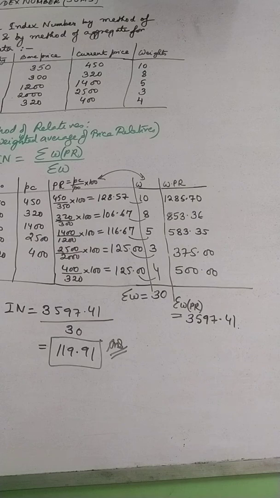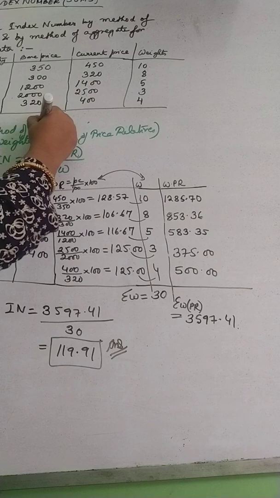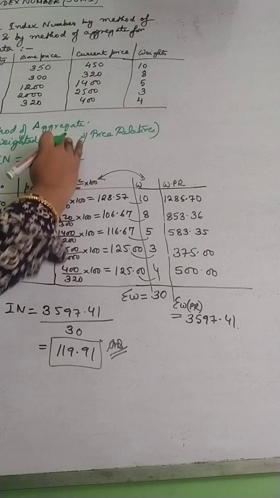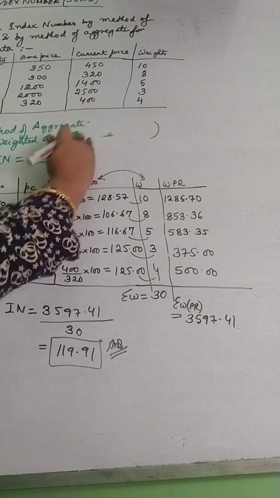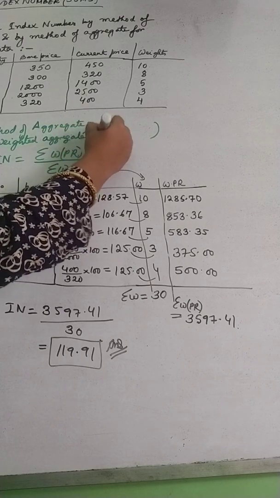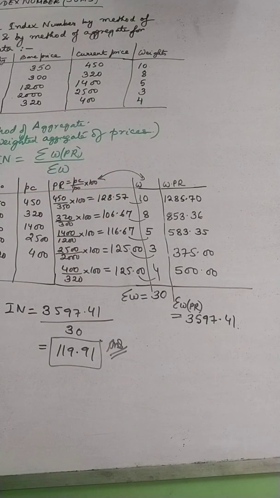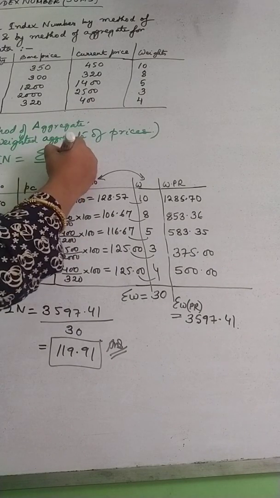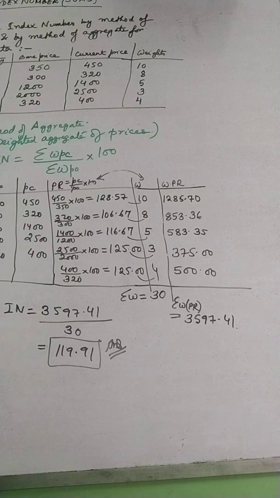Next, method of aggregates. Instead of relatives, we will do method of aggregate. This is also weighted aggregate, not of price relatives, but weighted aggregate of prices. We don't involve price relatives over here. This is part 2. Formula, how will it change? It will change to summation WPC by summation WP0 into 100.